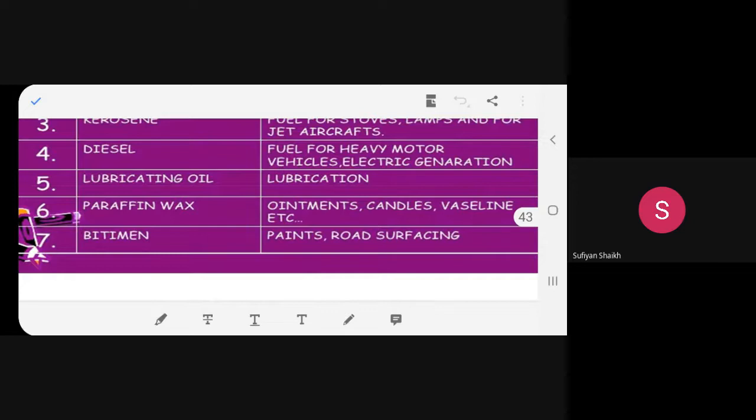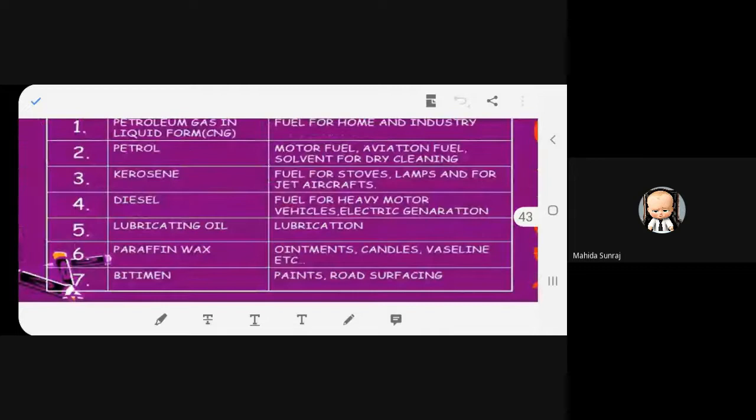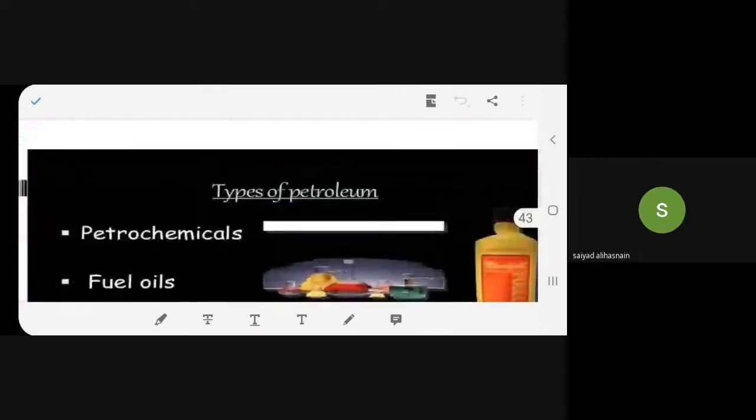Then we come to bitumen. Now bitumen is used in road surfacing. First we were using coal tar, damar. Remember? Damar is coal tar. Now instead of coal tar, we are using bitumen for road surfacing, and bitumen is also a petroleum product. Remember that. And bitumen is also used in paints. So I hope the things are clear to you. Yes, children.